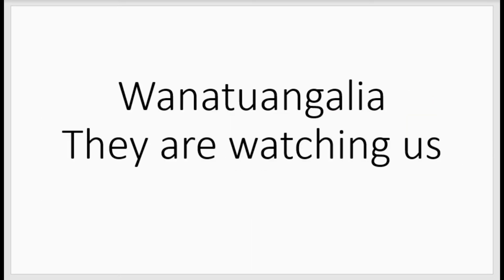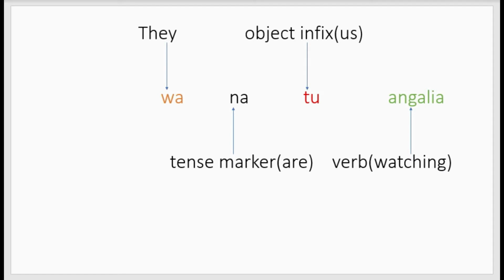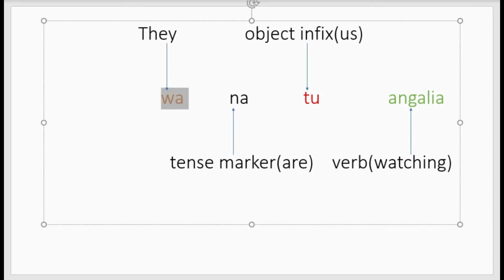Another example: wanatuangalia. Looking at that example, wa is a personal subject prefix, which means they. Na is a future tense marker. Tu is what we call an object infix, which means us. Angalia is the main verb.